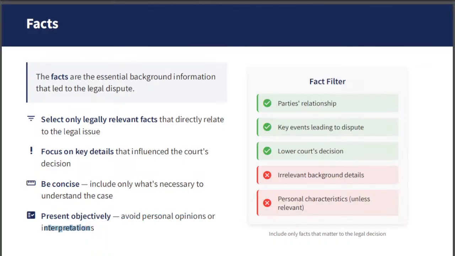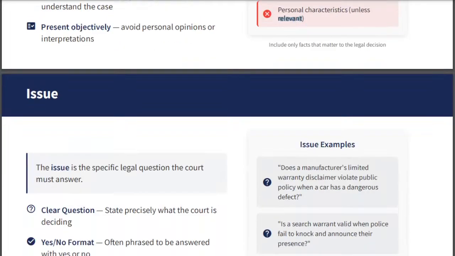So here's our fact filter. Parties' relationship, that's a fact. Key events leading to a dispute, yes. Lower court's decision, essential fact. How about irrelevant background details? No, that doesn't get entered in. And personal characteristics, unless relevant, no, those won't come in either.